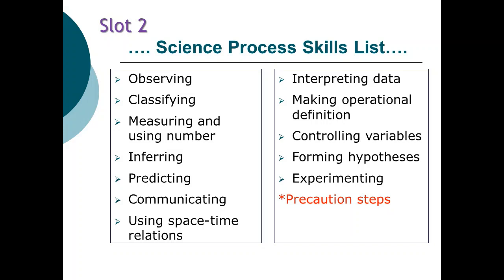Among the 12 science process skills listed here, which one is the very first that we have to know or to master before we start experimenting? The answer is identifying and controlling the variables.